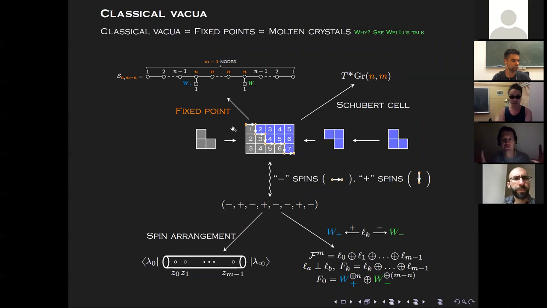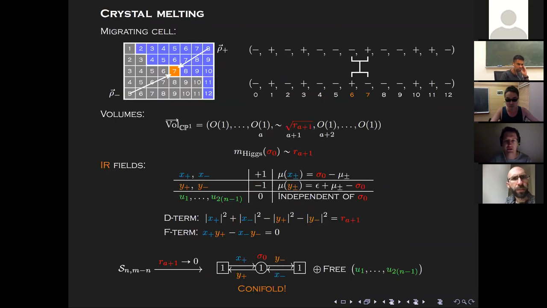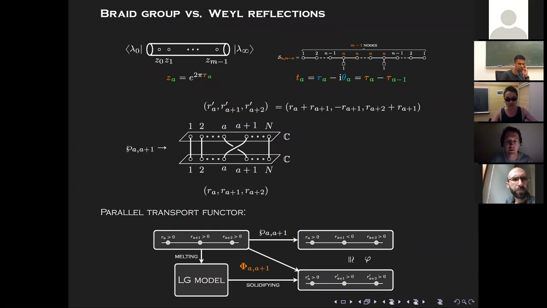Actually, there are two diagrams because I have two framings, but I could transpose it and reflect, so they form together a single diagram of dimension n times m minus n. And this diagram corresponds, I think, to the Schubert cell of the Grassmannian. And alternatively, I could translate it to the spin arrangement. So, the identification between parameters of the series is like this.